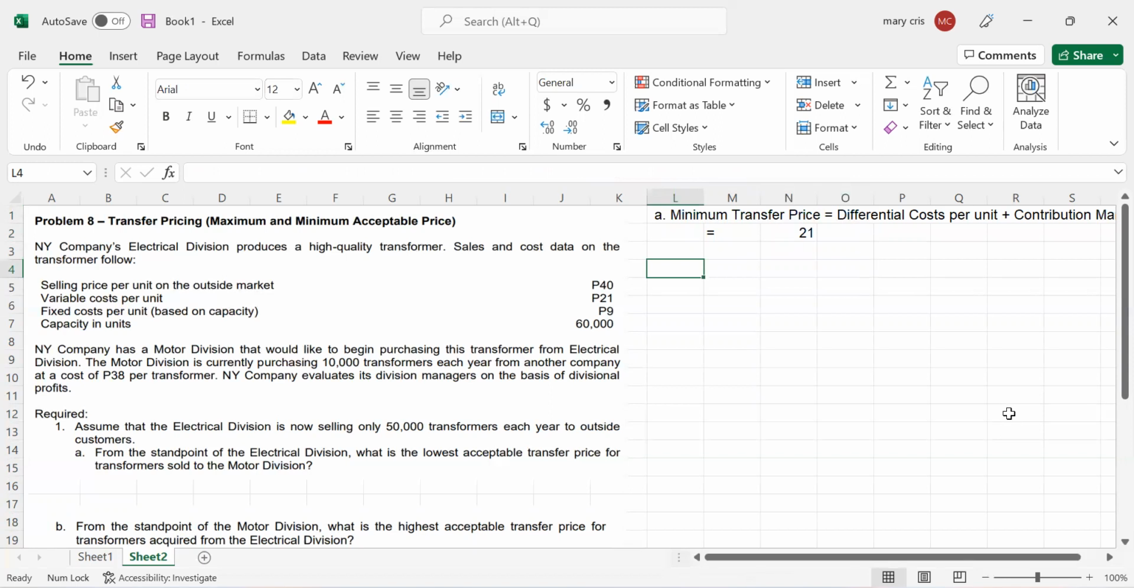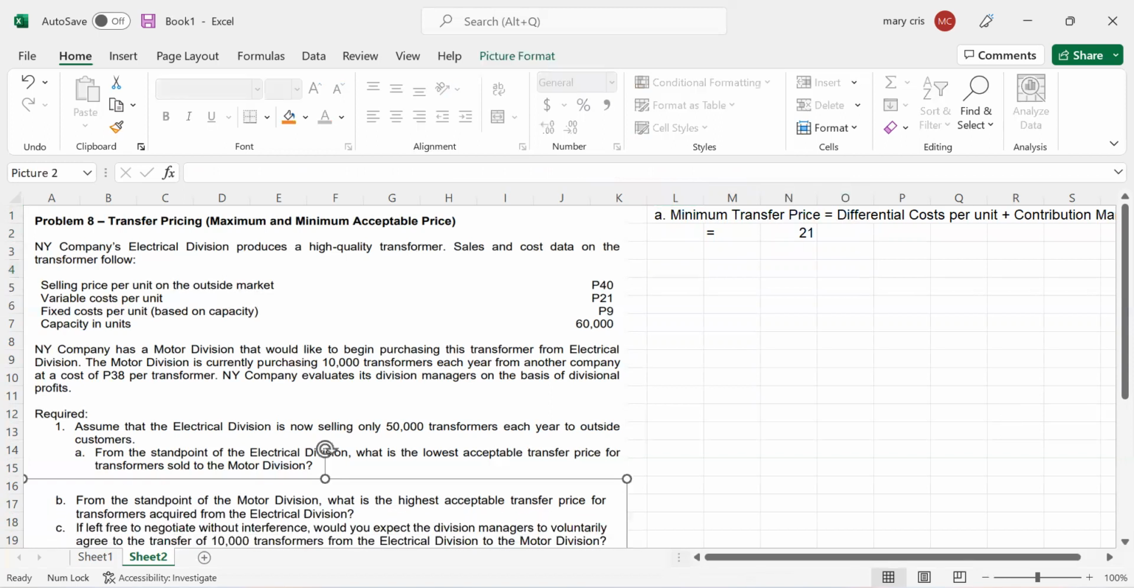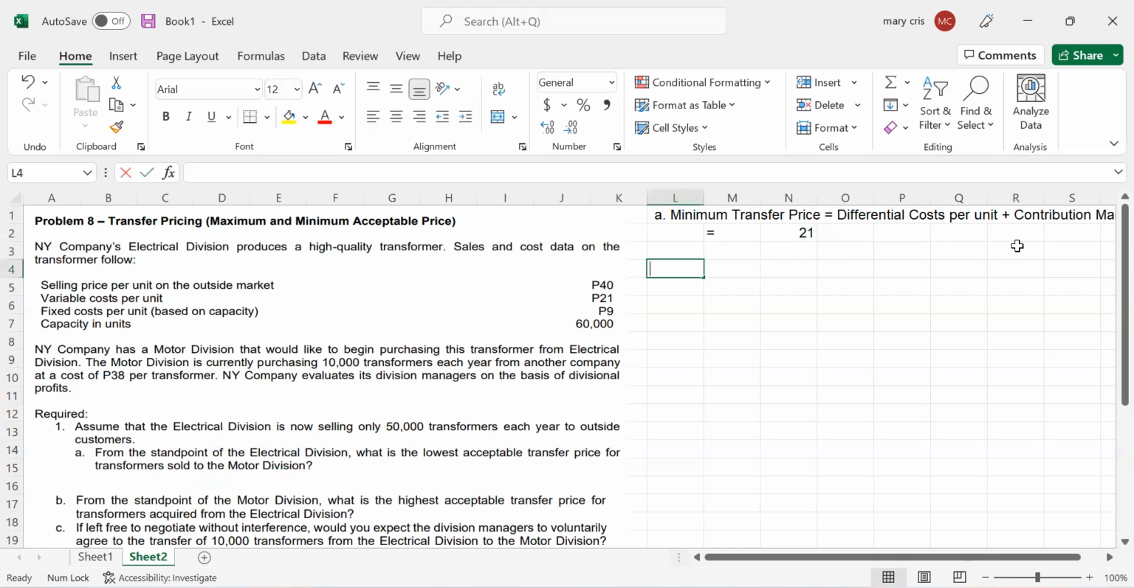Next, letter B question from the standpoint of the motor division. So yung purchaser, no, yung buying segment or division, what is the highest acceptable transfer price for transformers acquired from the electrical division? So ito namang maximum na acceptable price. If you can see here, according to the problem, itong si motor division can actually purchase from another company, which is outside their company. So a third, another company other than, of course, within the organization. So they can purchase the transformer at 38 per unit.